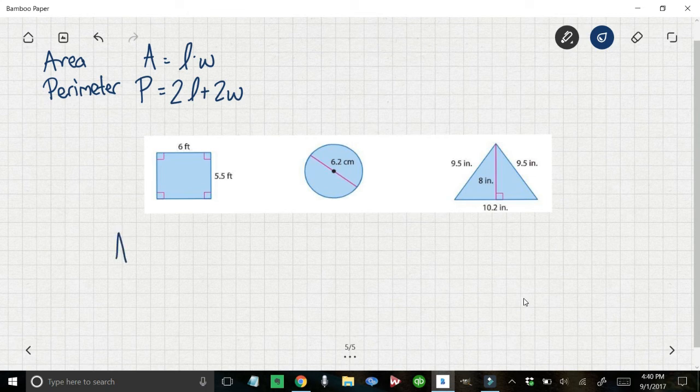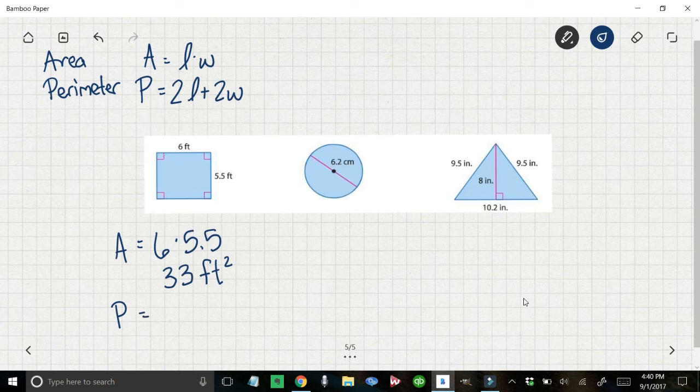So the area of this rectangle is going to be 6 times 5.5. And when I multiply those things together, I get 33. And then the units for area are always going to be square units. So that would be square feet.